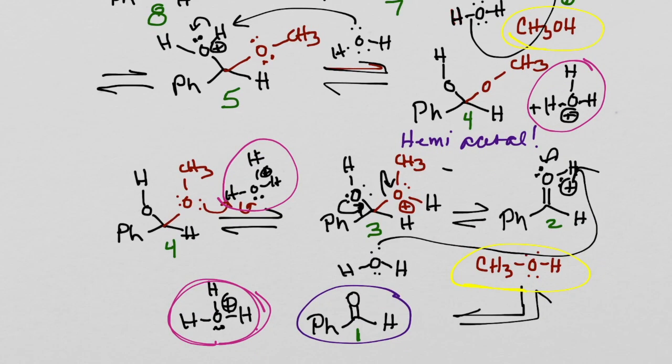Proton transfer to intermediate 3. Loss of the nucleophile takes you from intermediate 3 to intermediate 2, and finally proton transfer gets you to number 1.